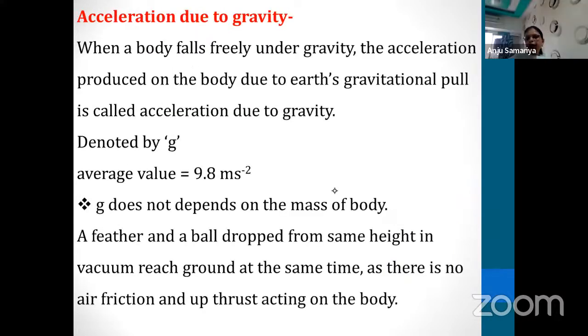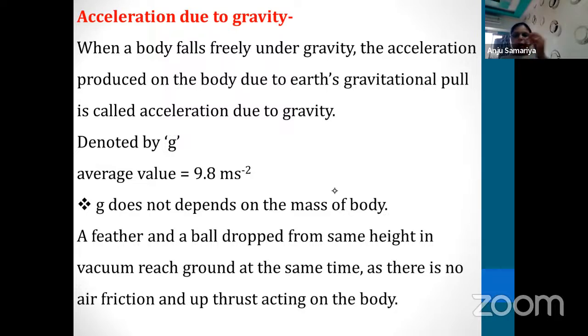Acceleration due to gravity. We have been speaking about this quite a bit. When I talked about raindrops, or when I said body falling freely down, then also acceleration due to gravity is acting. So what is this acceleration due to gravity? Earth attracts everything towards its center, and that force, due to the Earth's pull, is called the gravitational force. There is an acceleration created, and that acceleration is called acceleration due to gravity.